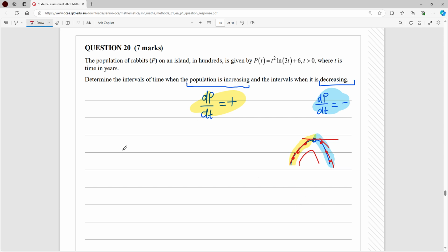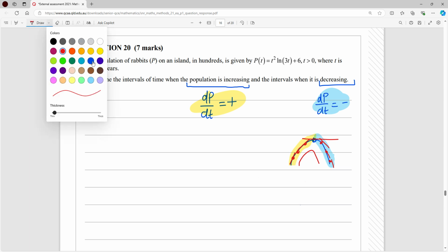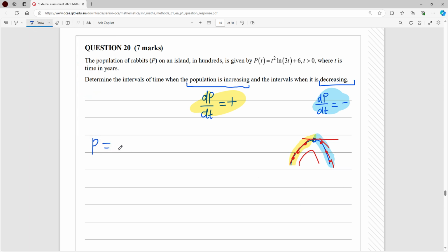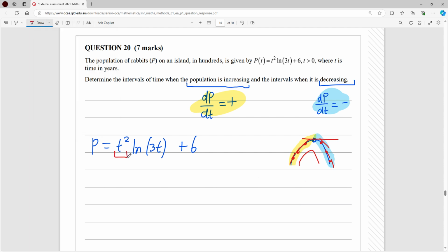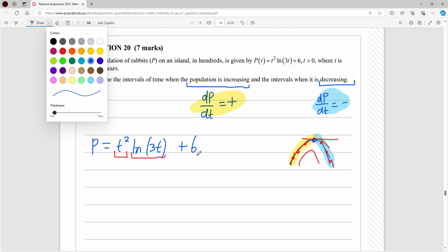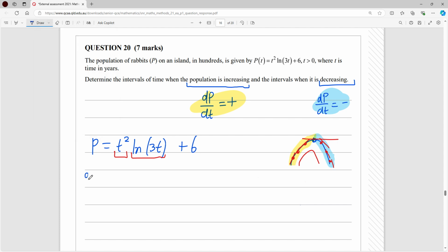So P, let's write it in blue so it's a bit better. P is t squared ln 3t plus 6. Here, this is going to be a product rule. You differentiate one, leave the other, and then add it together. I will differentiate this first, leave that, and then differentiate that second. The derivative of 6 is just 0, the rate of change of a constant is nothing, so dP/dt.